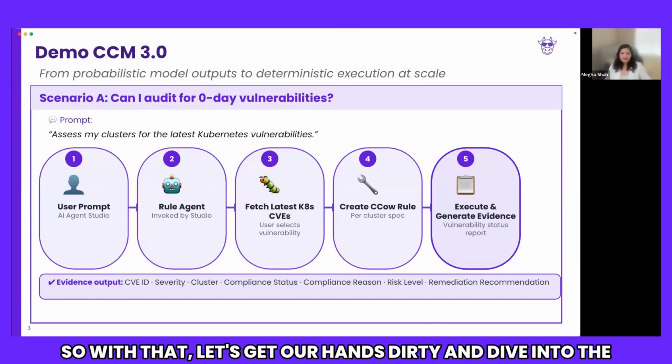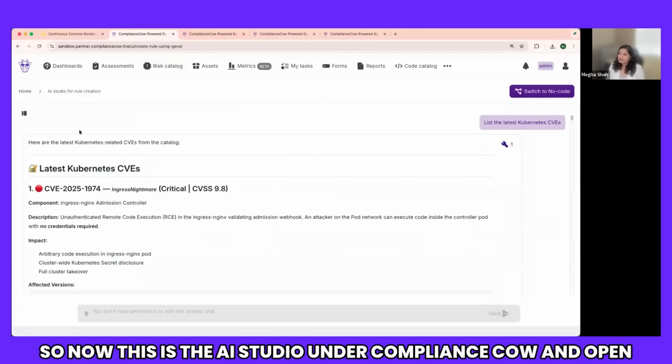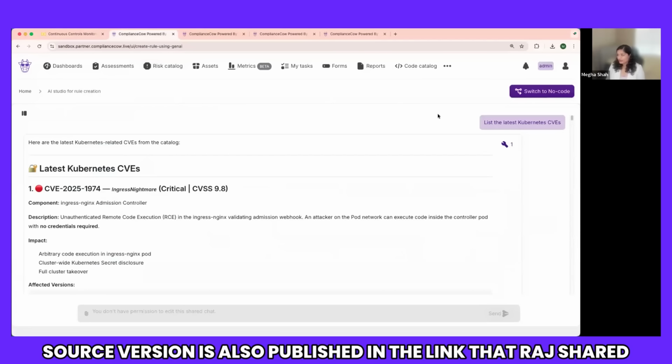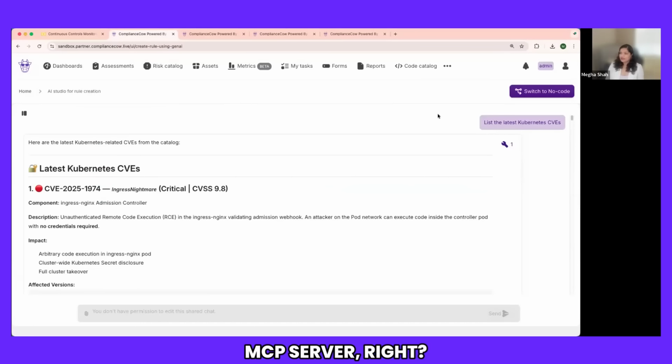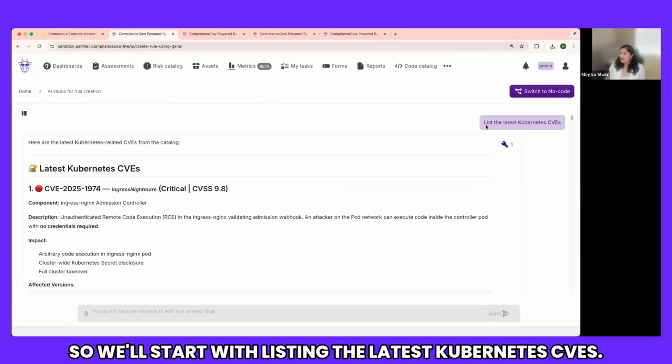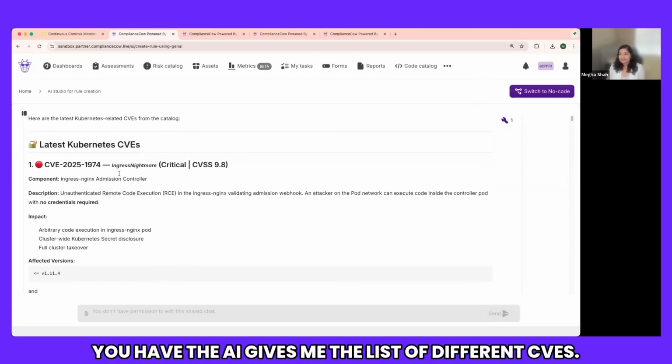So with that, let's get our hands dirty and dive into the demo. This is the AI Studio under ComplianceCow, and the open source version is also published at the link that Raj shared earlier. You can also execute this from Claude, Goose, or any other MCP server, right? So we'll start with listing the latest Kubernetes CVEs. The AI gives me the list of different CVEs.